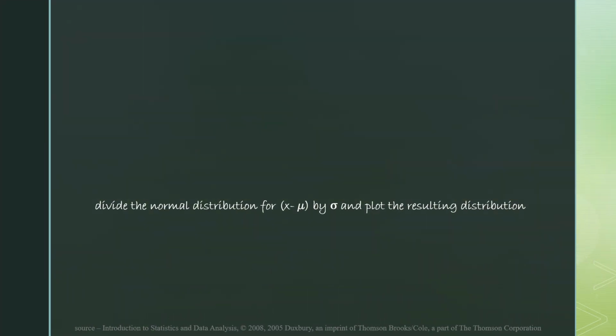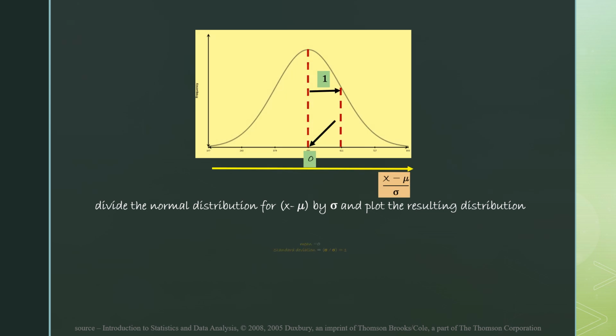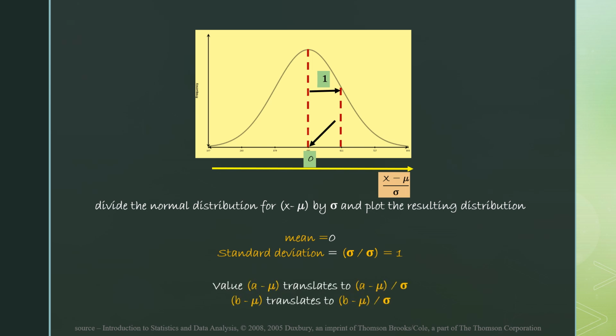Now we divide the normal distribution for x minus mu by sigma and plot the resulting distribution. We have this. Mean remains unchanged at 0 and standard deviation equals sigma divided by sigma, which equals 1, and value a minus mu translates to a minus mu divided by sigma, and b minus mu translates to b minus mu divided by sigma.